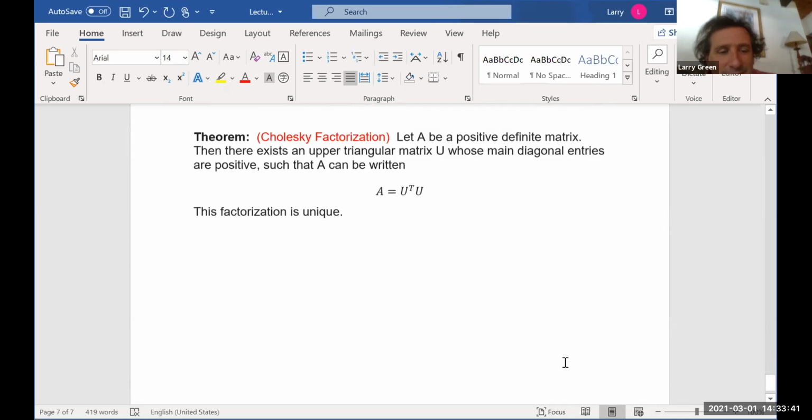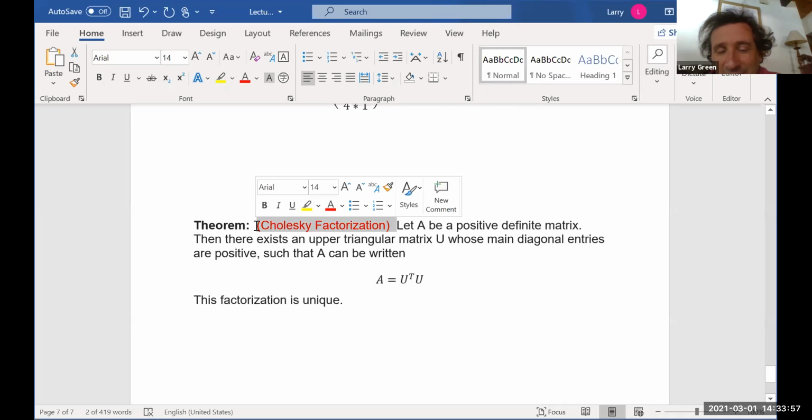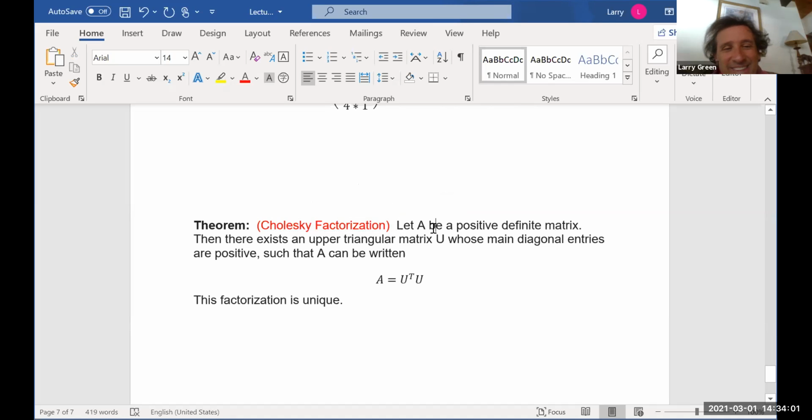Okay, so the last big theorem, before we do some example problems maybe out of the book, is called the Cholesky factorization. Named after some guy named Cholesky, who I've never heard of. My guess is from Russia. I don't even know, but it sounds right, doesn't it? And that is the following. Let A be a positive definite matrix. So do you remember what positive definite means?